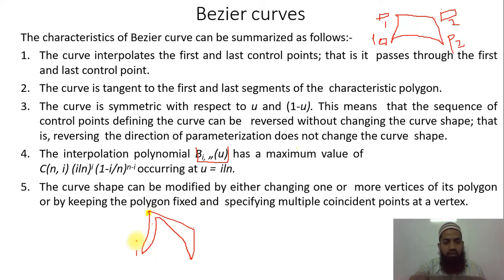Actually, this is point 0, this is 1, this is 2, and this will be 3. Here also it is 3, not 1, I'm sorry. So the curve will pass through like this way. So this is called global control, not local control. It is one of the advantages and also disadvantages of the Bezier curve.